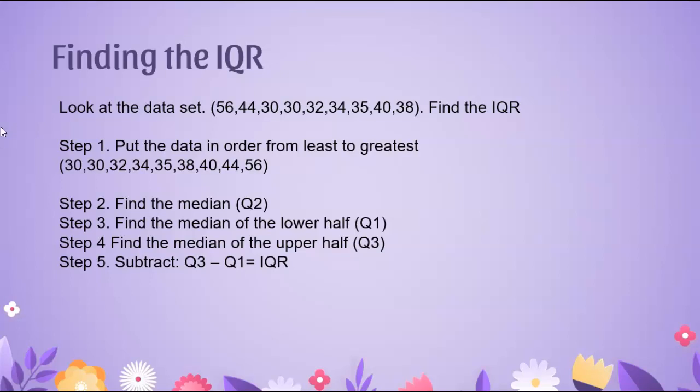range problem. We put the data in order from least to greatest, and then we start slashing. Slash, slash, slash, lower, higher, lower, higher. Oh, now we have one number. Our Q2 is 35. So we really don't do anything with that 35. We just know that that cuts our data in half. Okay? So now we have to find the upper and the lower quartiles.